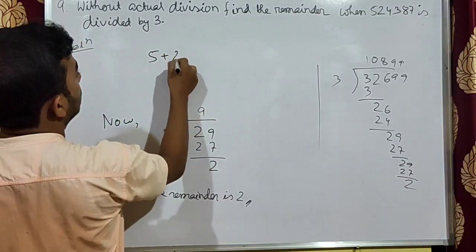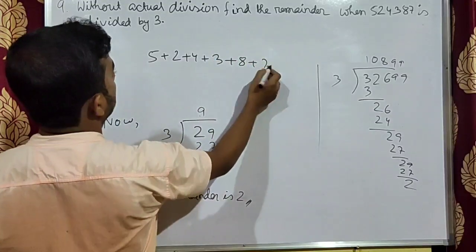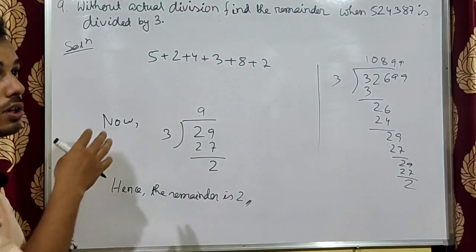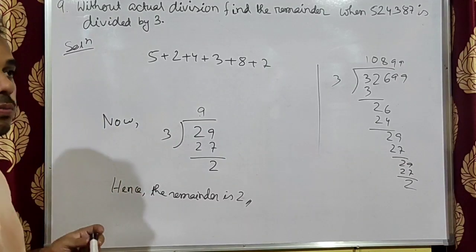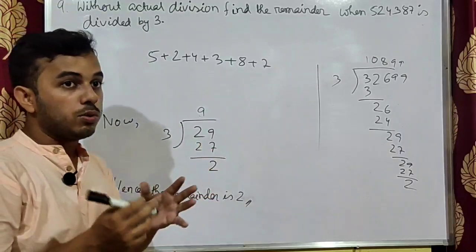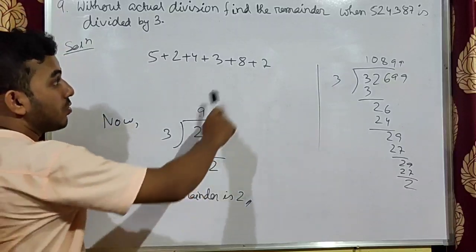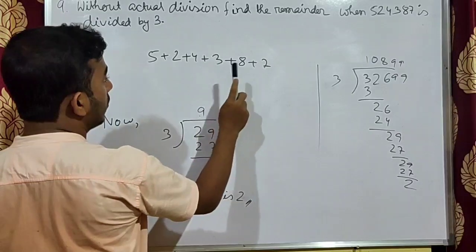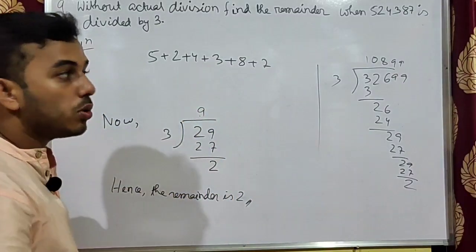So 5 plus 2 plus 4 plus 3 plus 8 plus 7. Let us add 8 plus 2. We can combine the numbers in a different order; this property is known as the distributive property. Here we rearrange the numbers to add faster. So 8 plus 2 is 10, then 7 plus 3 is 10. So 10 plus 10 is 20, and 20 plus 9 is 29.